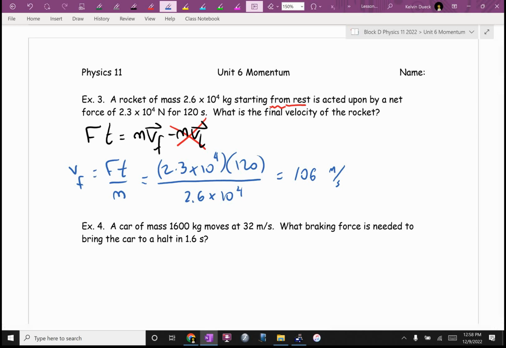Calculator trouble? Colton or not? You sure? Okay.